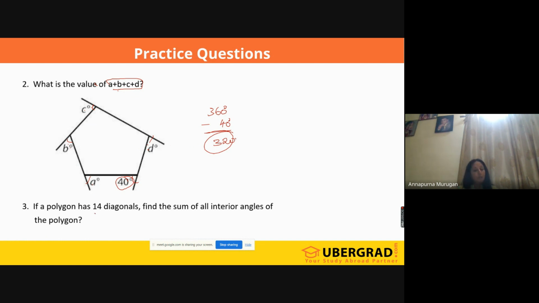Okay. Now, if a polygon has 14 diagonals, find the sum of all the interior angles of the polygon. So now they have given the number of diagonals, but you need to find the sum of the interior angles. See how the diagonals are given. The number of diagonals is given by n into n minus 3 by 2. We can get the number of sides by doing this, and with the number of sides, you people can calculate the internal angles. So 14 is equal to n into n minus 3 by 2. That is 28 is equal to n into n minus 3. What 28 factors, if you take 7 into 4? 7 minus 3 is 4 only. So therefore, n is what?